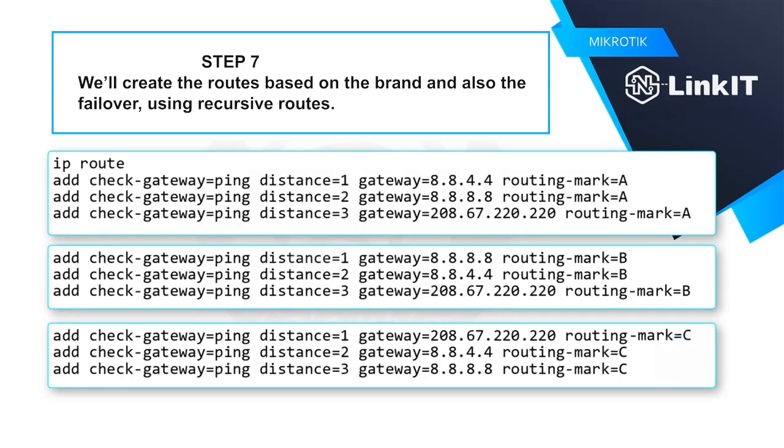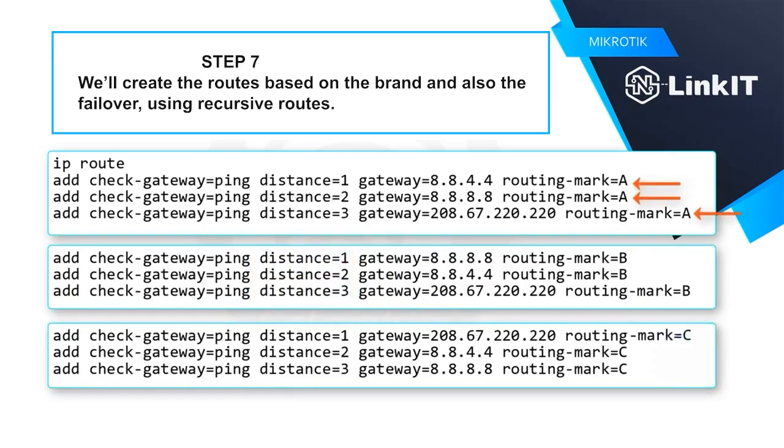We will create the routes according to the mark and also the failover using recursive routes. Now what we will do is create 3 routes for mark A, each pointing to the DNS servers we have been working with, using distances 1, 2, and 3. Similarly, we will create 3 routes for mark B, pointing to the corresponding DNS servers, using distances 1, 2, and 3. And finally, the procedure is repeated for mark C.